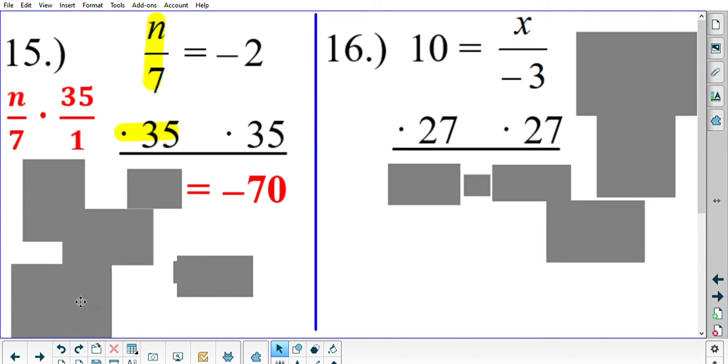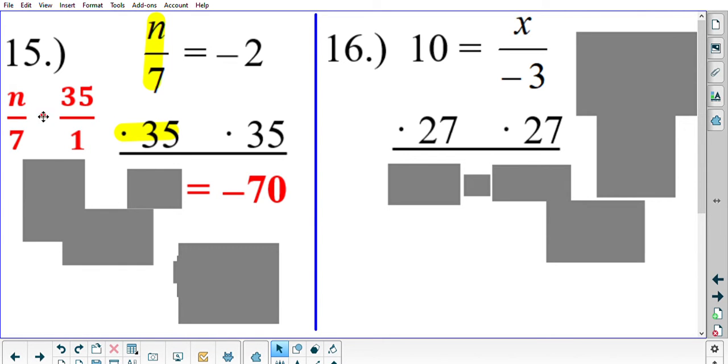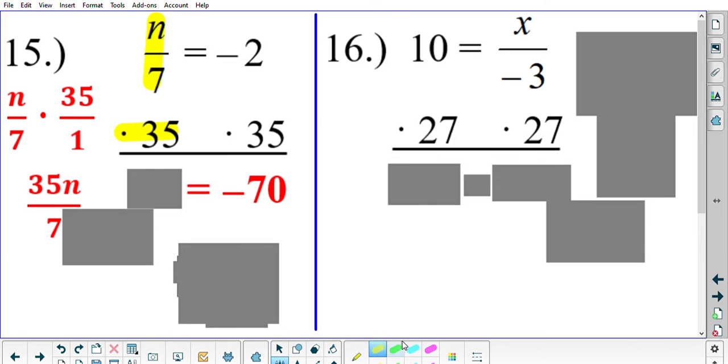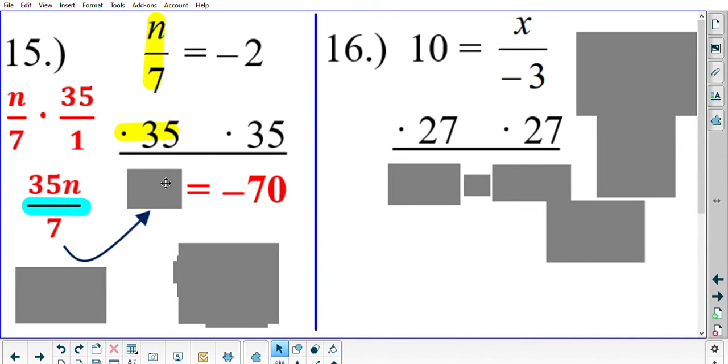35 is the same as 35 over 1. Let's multiply numerator times numerator. N times 35, we can write as 35n. 7 times 1 for the denominator times the other denominator. 7 times 1 gives you 7. The fraction bar, as I've told you before, means division, so we can simplify this. 35n over 7 is like 35n divided by 7, and that would give you 5n. And that is working down on both sides for problem number 15.